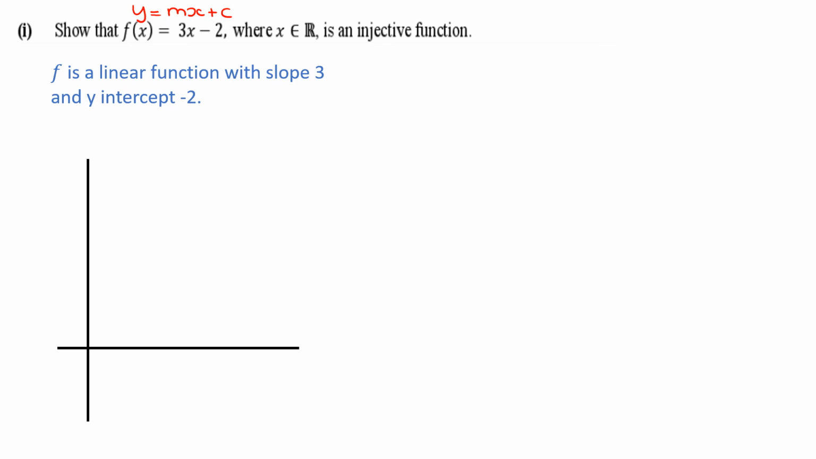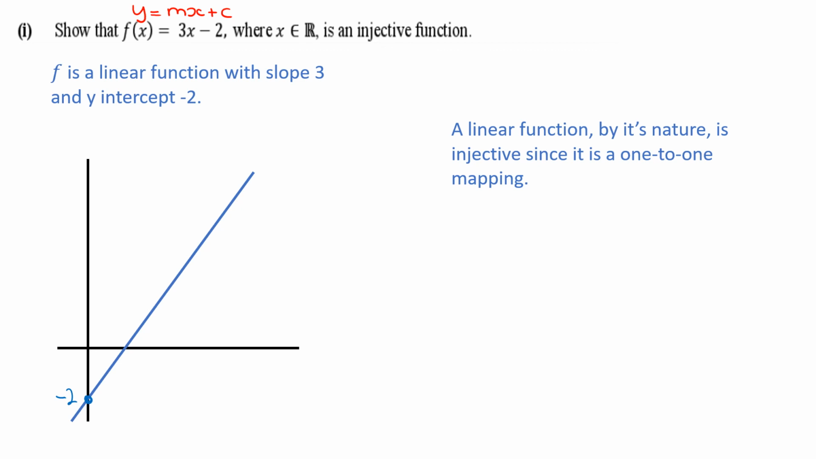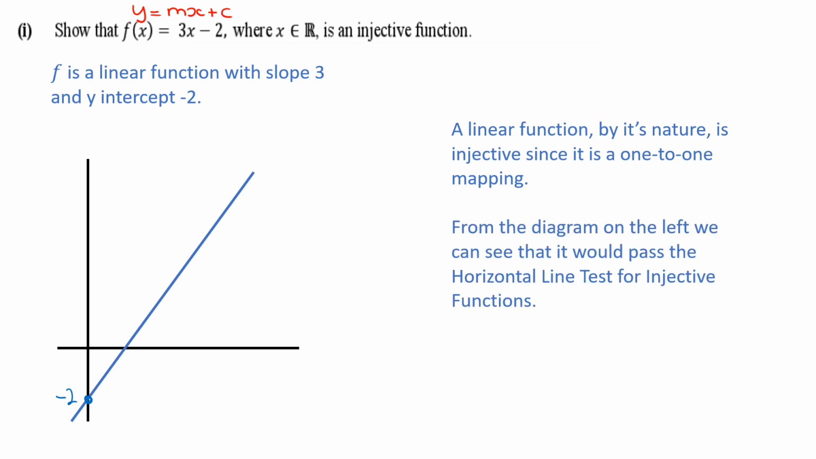I can then sketch this. So here's my x and y axis, and roughly this is what f of x will look like. I have my y-intercept here, which is at minus 2, and my slope, which is 3. Now, a linear function by its nature is injective since it's a one-to-one mapping. Okay, and that's fine, but I'm going to go even one step further.